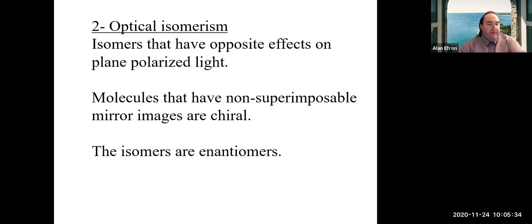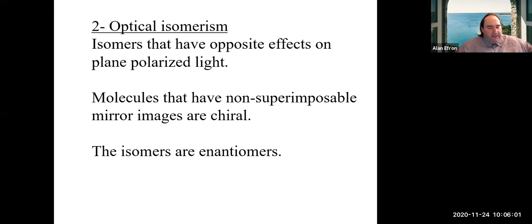Now, we also have what are referred to as optical isomers. Optical isomers are isomers that have opposite effects on plane polarized light. What that means is some molecules can rotate light in one direction or another. It gives rise to D or L isomers, depending on the angle at which it moves.